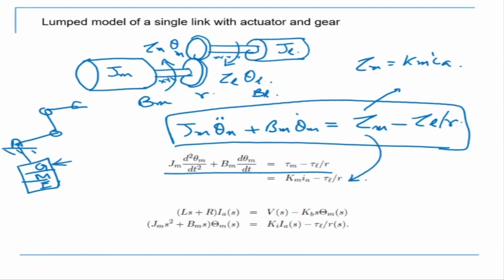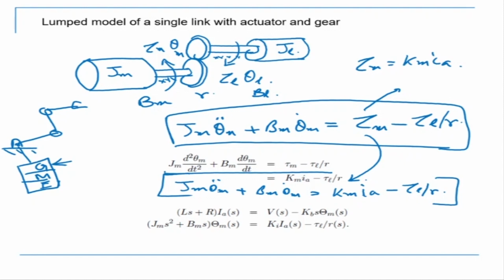Okay, so what I'm going to get is Jm theta m double dot plus Bm into theta m dot is equal to tau m. So tau m was equal to Km into Ia minus tau L by R. Okay, now this is my other important equation. This gives me the torque balance equation. So one was an equation of the armature. The second is the motor and the link, actually the torque that is being generated by the motor, which is being used to rotate the link.